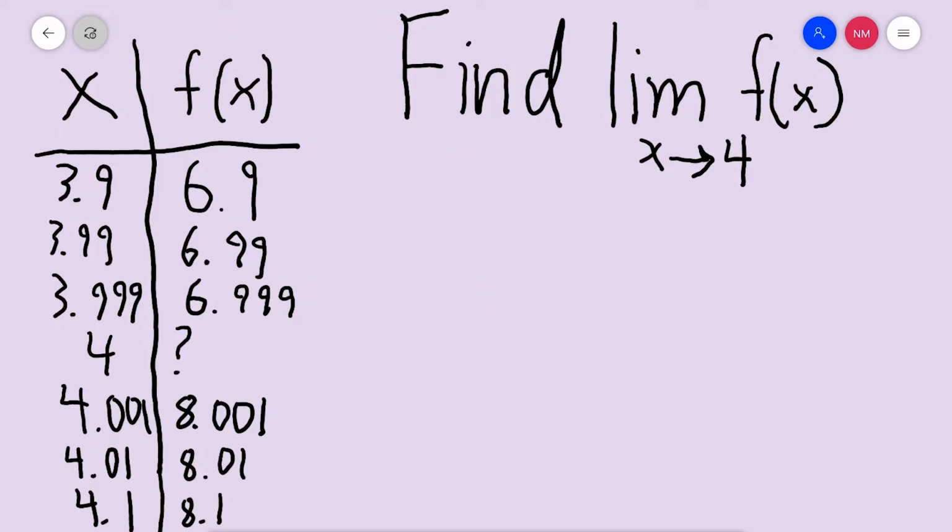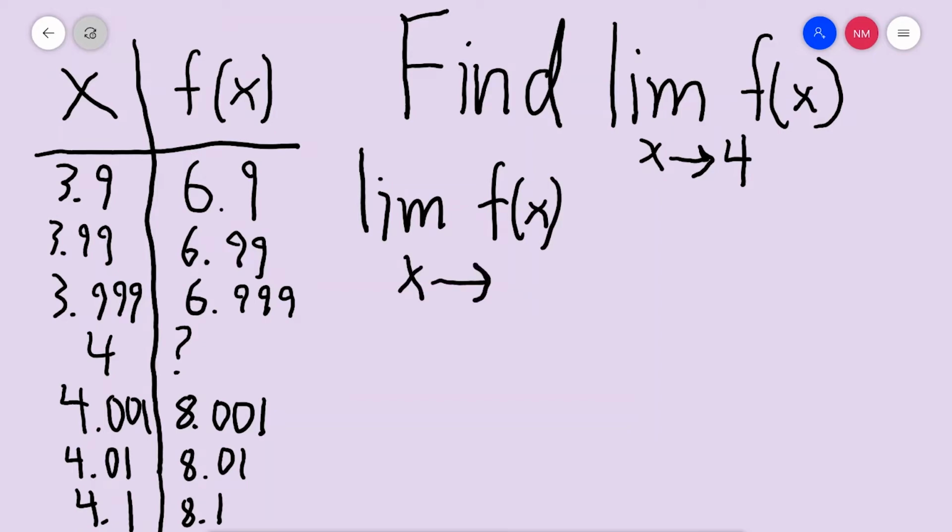As we approach the x value 4 from the left, we go from 3.9 to 3.99 to 3.999. Meanwhile, the y values go from 6.9 to 6.99 to 6.999. That means the y values seem to be approaching the value 7. So that means the limit of f of x as x approaches 4 from the left is equal to 7.